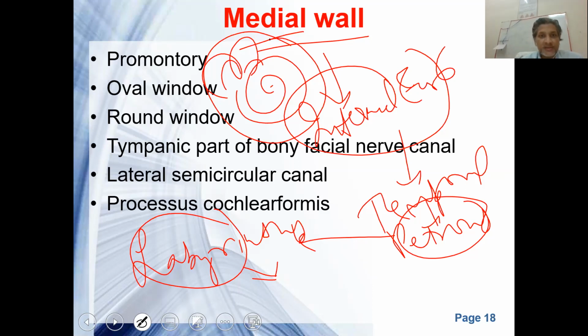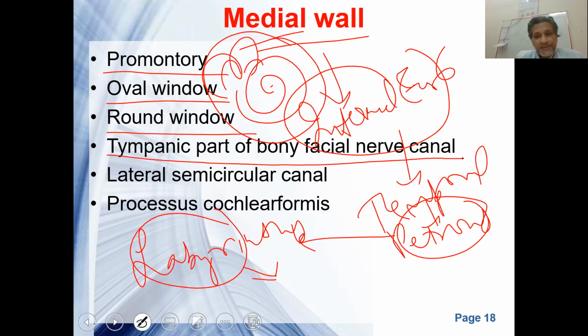So these are some important structures in the medial wall. This is promontory, oval window, round window, and this is the tympanic part of the facial nerve. Facial nerve is the most important structure you have to remember in the anatomy of the middle ear, because if you operate in a middle ear, you have to have a complete sense of anatomy of the facial nerve, which traverses through the middle ear in the medial wall as well as the posterior wall. So the anatomy of the facial nerve is essentially the basics of the surgical implication of the middle ear.